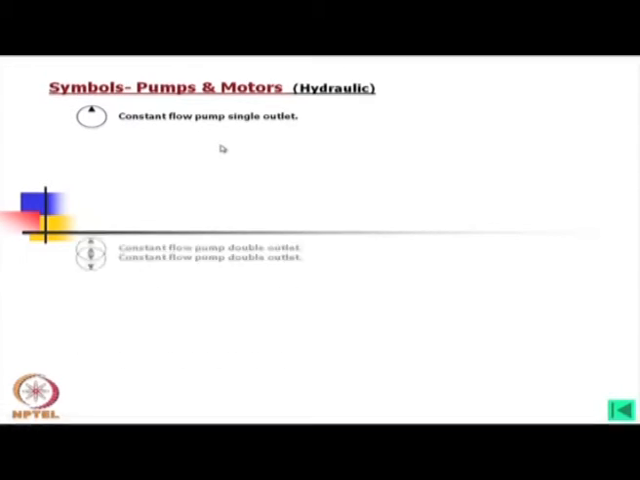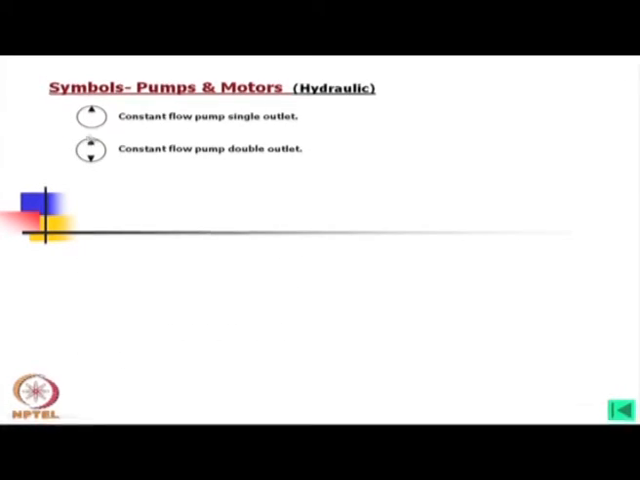Now, if we have two arrows, then it is a constant flow pump, double outlet. How is it possible? A pump is single outlet, maybe the constructional feature inside is the same. This might be achieved if we rotate it in opposite directions. This is one option. Another option is that this is fixed displacement, but inside there is such an arrangement that, keeping the direction of rotation the same, if we actuate it, the flow will be from the other port.